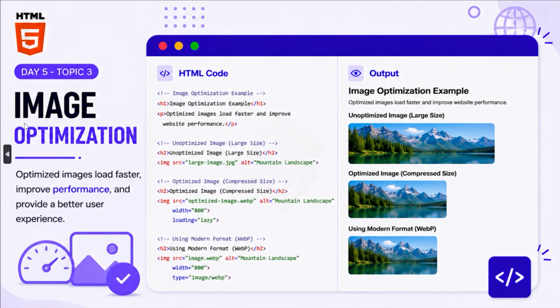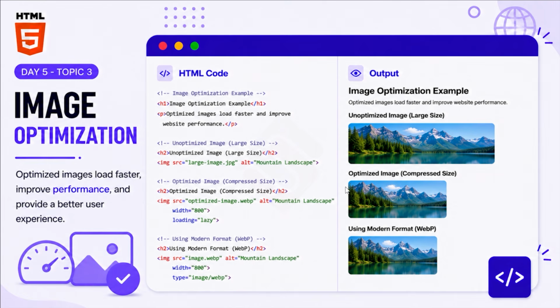Let's learn about image optimization. Many beginners upload large images directly to their website. This causes slow loading speed, poor user experience and lower SEO ranking. So what is image optimization? Image optimization means reducing image size while maintaining good quality.